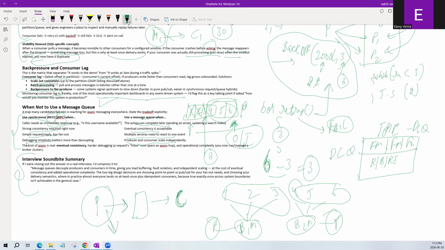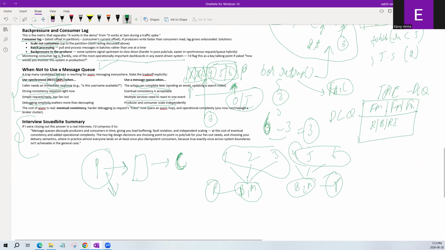Interview answer, if the interviewer asks: a message queue decouples producers and consumers in time, giving you load buffering, fault isolation, and independent scaling, at the cost of eventual consistency and added operational complexity. The two big design points we discussed are the point-to-point and pub/sub models for your fan-out needs, and choosing your delivery semantics. In practice, almost everyone lands on at-least-once plus idempotency, because true exactly-once across a system boundary is not achievable in the general case. We already discussed that. So that's the summary.